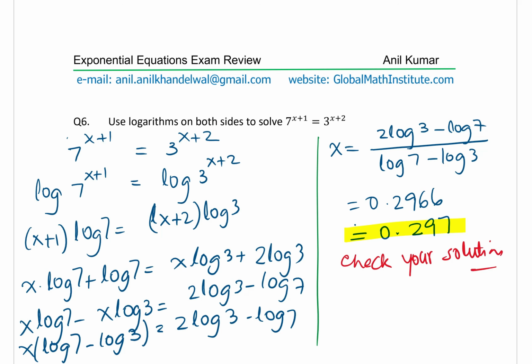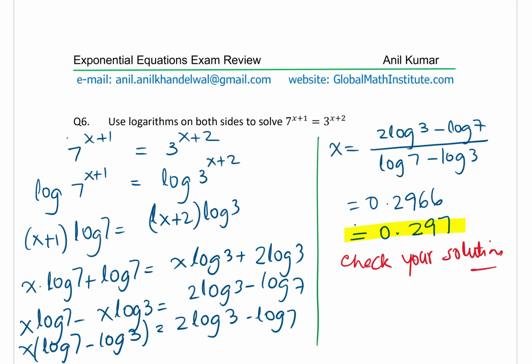So when you check, you substitute the value of x and then c. So let me check this. We get 7 to the power of, I'm adding 1 to it, so you get 1.297. Because we have rounded this figure, we may not get exactly the same answer, right? So we'll see what we get.